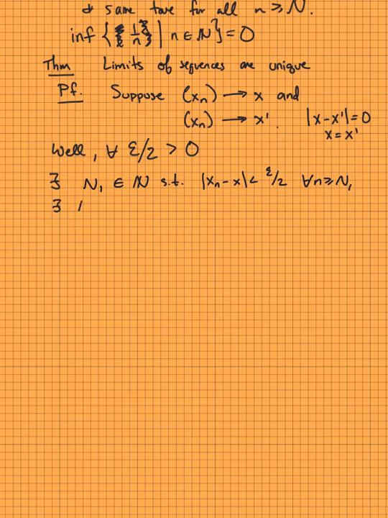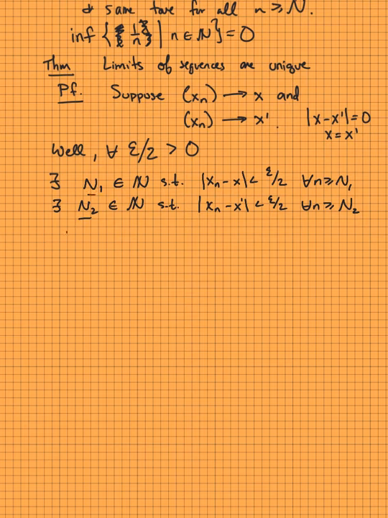And I also know that there exists some n2 in N so that |xn minus x prime| is less than epsilon over 2, again for all n bigger than n2. Notice I can't assume anything about what n1 and n2 are, because I only know that they converge. I have no idea that they converge at the same rate to x and x prime. So this n2 might be much larger than n1 to get within epsilon over 2. That's fine.